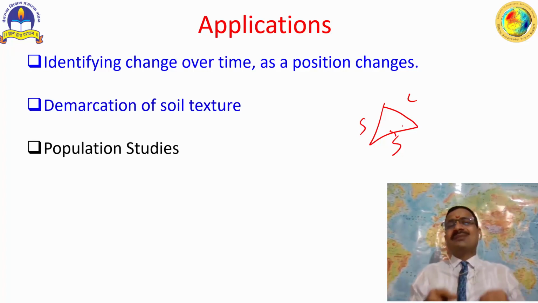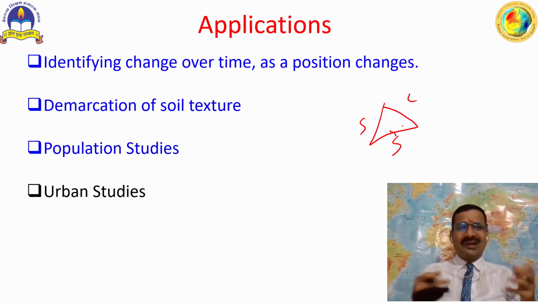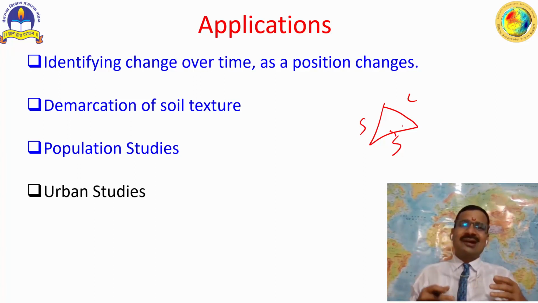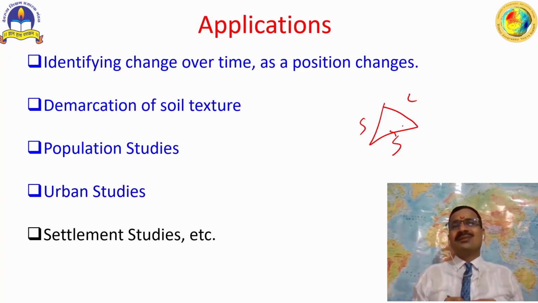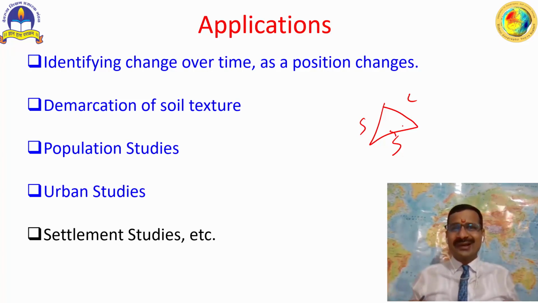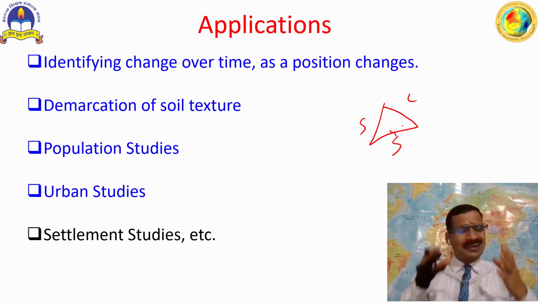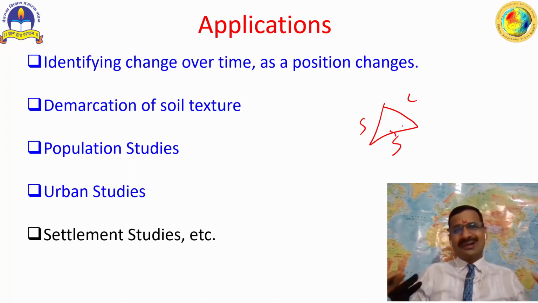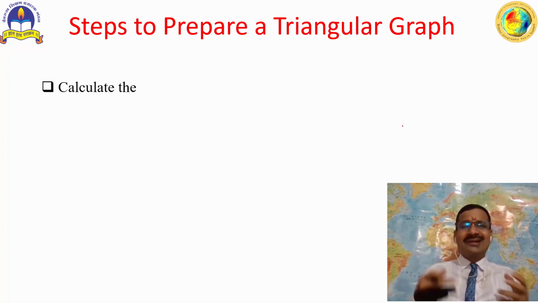Then in population studies also this technique can be used. In urban studies, a triangular graph may be used to analyze three interdependent components, and for settlement studies, etc. Its applications depend upon your thinking. Suppose you think that these are the three components that we can depict through a triangular graph, you can do it. Otherwise, it's not possible.